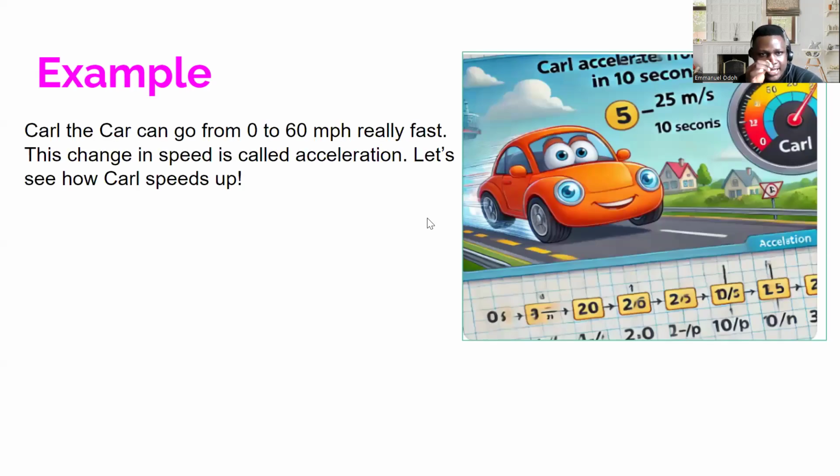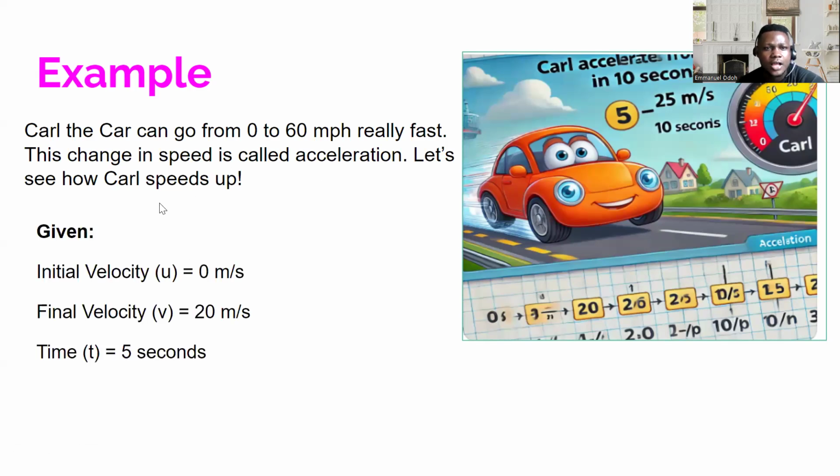Acceleration is also a vector quantity like velocity because it has both direction and size, or magnitude. Alongside its size, it includes direction. So acceleration is a vector. Let's see an example of this. The car can go from 0, and this change in speed is called acceleration.